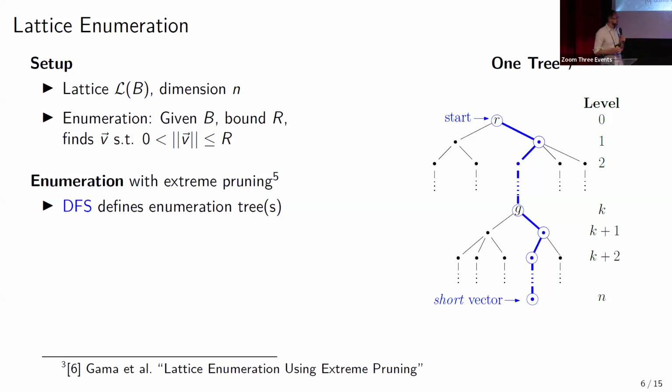Okay, so enumeration classically is done by defining a depth first search on an enumeration tree. We don't really want to look into the tree, and we also don't want to look today at how the tree is specified. There are two things that you need to know. The depth first search always starts at the top node, at the root. The tree has height equal to the dimension of the lattice. And if there's a short vector, then that's always on the last level of the tree.